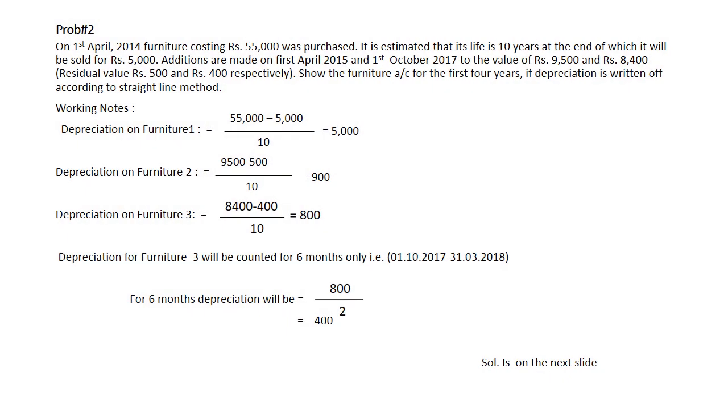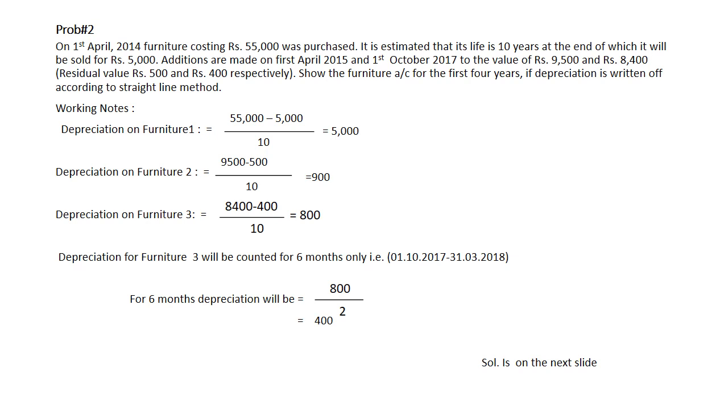Now next problem. On 1st April 2014, furniture costing Rs 55,000 was purchased. It is estimated that its life is 10 years, at the end of which it will be sold for Rs 5,000. Additions are made on 1st April 2015 and 1st October 2017 to the value of Rs 9,500 and Rs 8,400. Residual value will be Rs 500 and 400 respectively. Show the furniture account for the first 4 years if depreciation is written off according to straight line method.